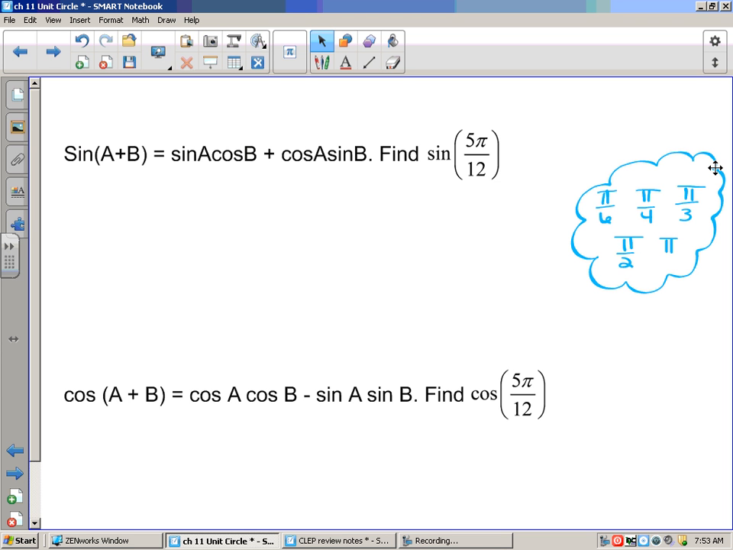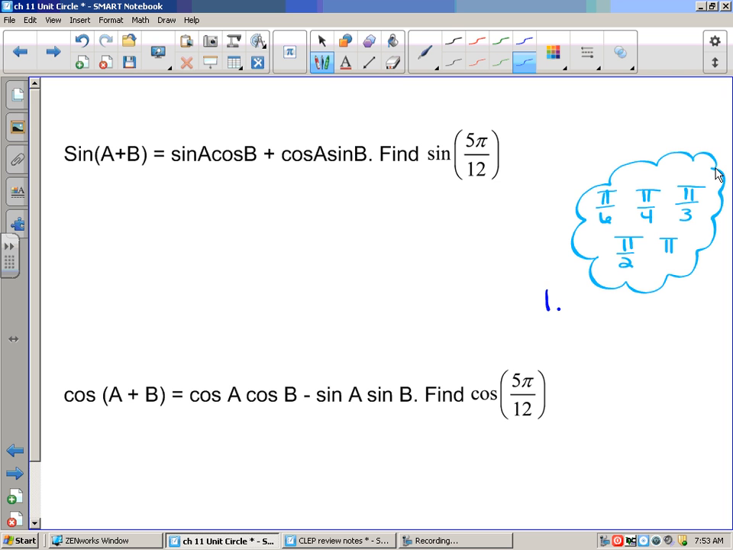All right, it's all well and good if you know those, but if you don't know how to use them, then that's another issue, right? So first of all, we need to be able to write 5 pi over 12 as a sum of two angles, and not just any two angles, but two angles which we know. So your approach to this needs to be like so.